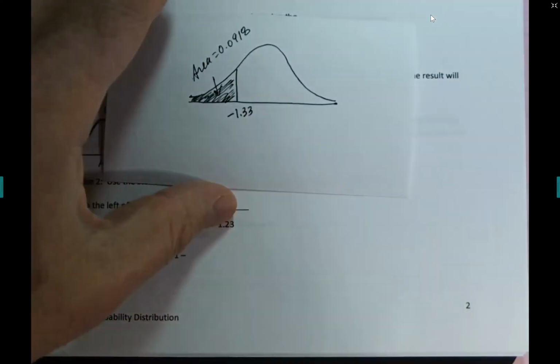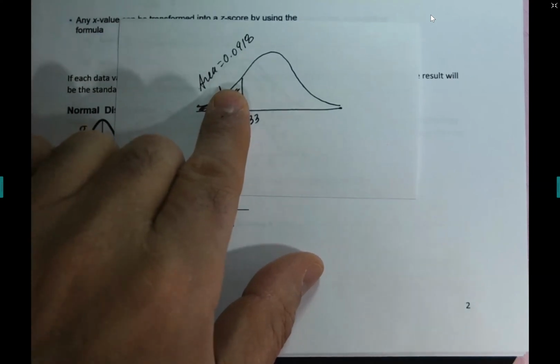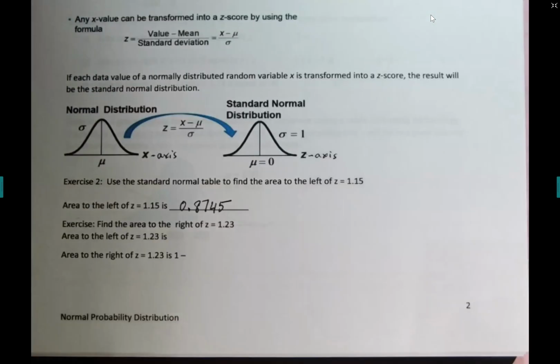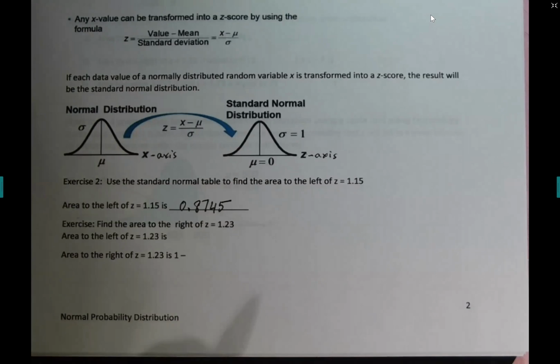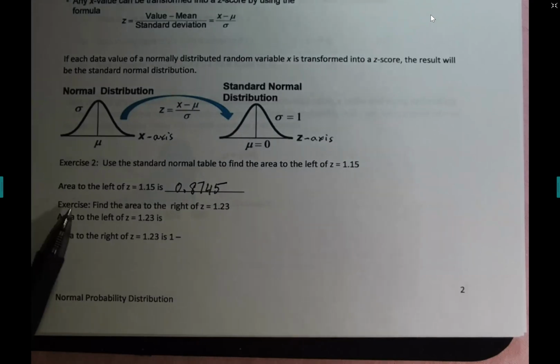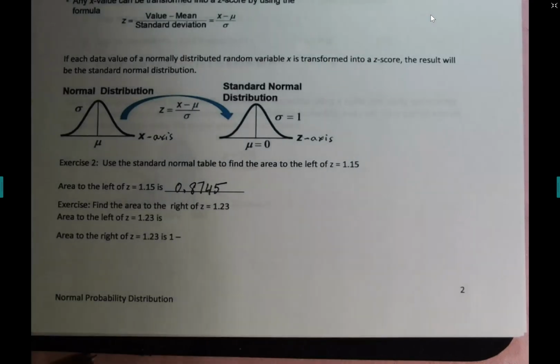Sometimes they will ask you to write the area as a percent. So if you change this one to a percent, guys, it will be 9.18%. It's a small area, 9.18%. Okay, next question. This is pretty much chapter 5, guys. It's not difficult, so you will see. Find the area to the right of z equals 1.23. To the right. So let me sketch it right here.